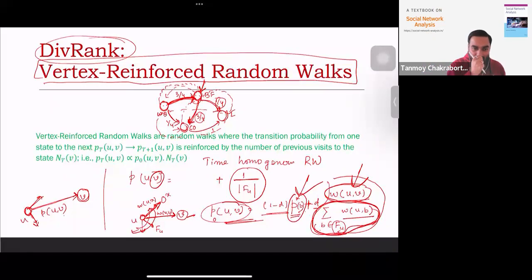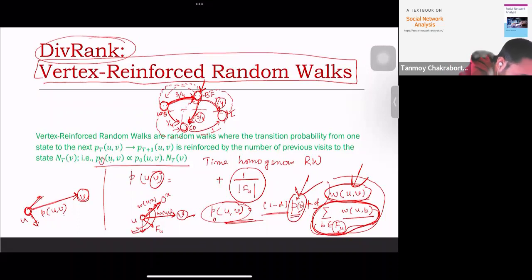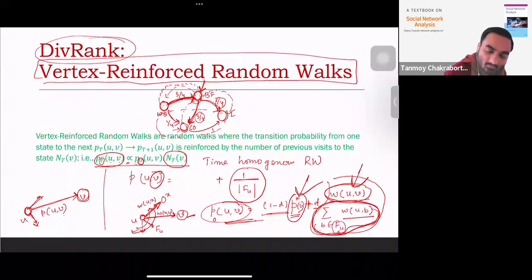Okay, so a simple formulation is this one. The probability at time t of moving from u to v is proportional to the probability at time 0 and the visiting probability of v at time t. The more you visit node v at time t, the transition probability from other nodes to v will keep increasing.